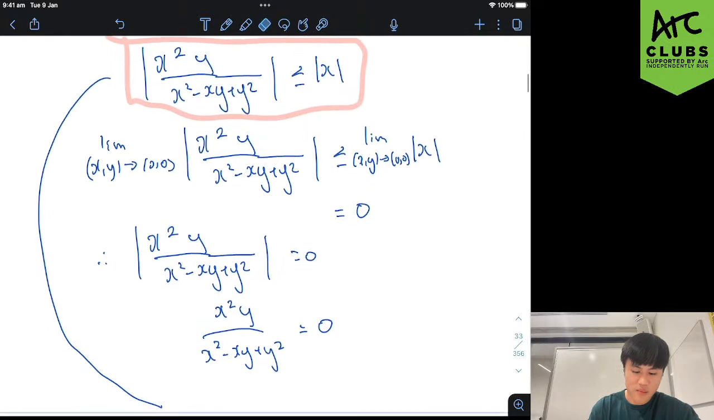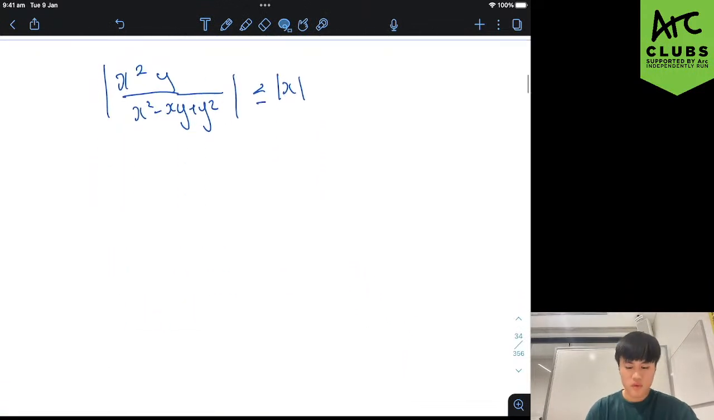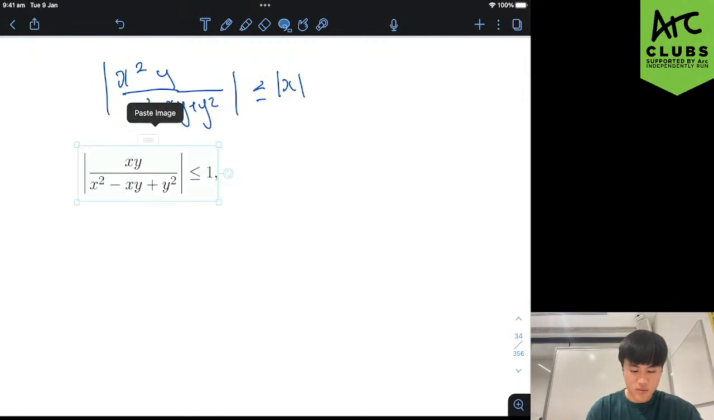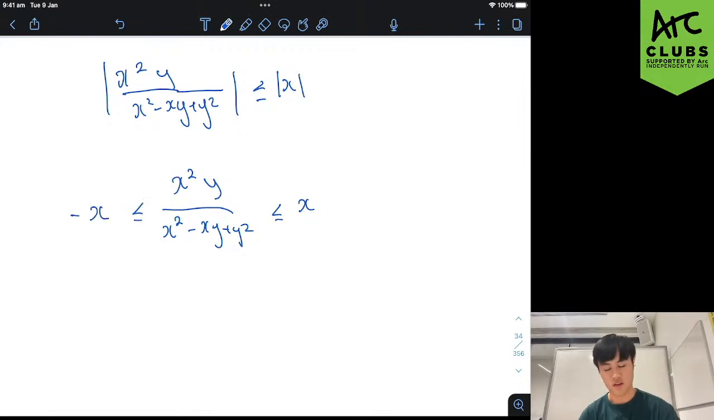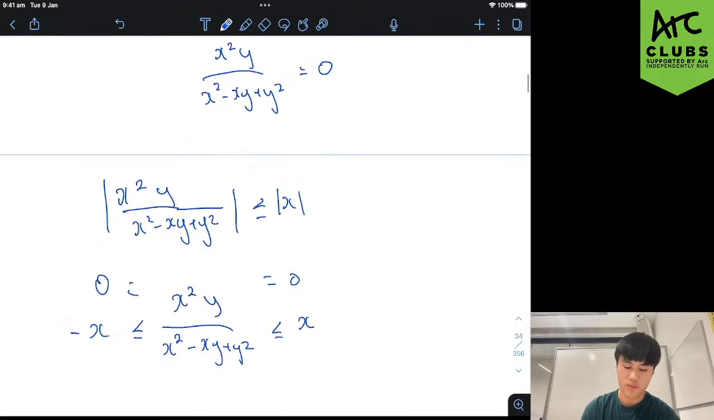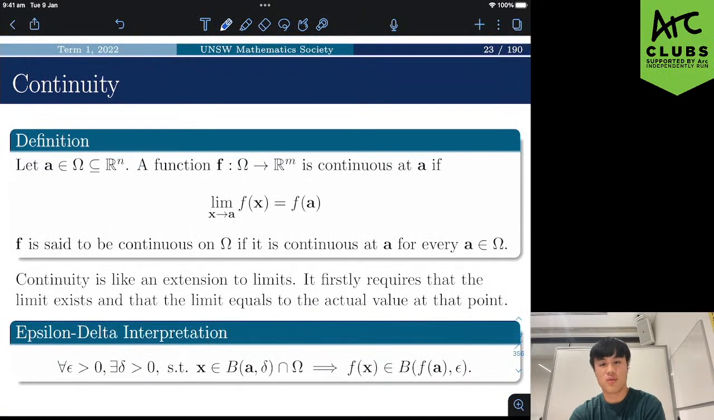If we are to write what we have up there implicitly, this is the same thing as doing x squared over y, x squared minus xy plus y squared is less than or equal to x, and larger than or equal to negative x. And that's how we get the pinching theorem. So if you take the limit of both sides, the left and the right side, to 0, then it's 0 equals that equals 0. Alright, that's question 3 that we just went through. We'll move on to the next section now, looking at more definitions.